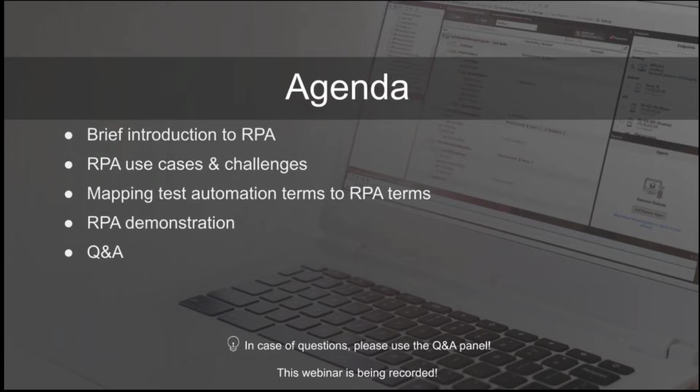So let's take a look at today's agenda. We're going to discuss a brief introduction to RPA, or robotic process automation. We're going to look at some RPA use cases and challenges. We're going to map some test automation terms to RPA terms. And then I'm going to give a brief demonstration of an example Ranorex project which automates a task. And we will also answer some live questions in the webinar as time allows.